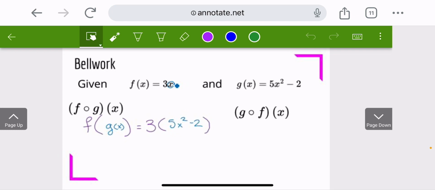So in order to simplify this, what do we need to do? How do I simplify this right-hand side? Distribute. So I'm going to distribute the 3, and we're going to have that f of g of x is 15x squared minus 6.